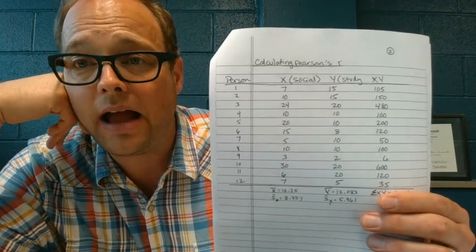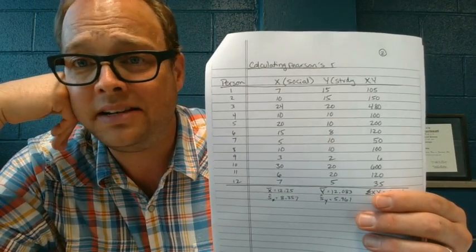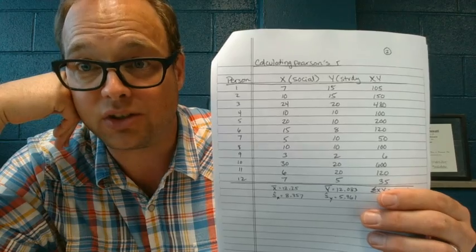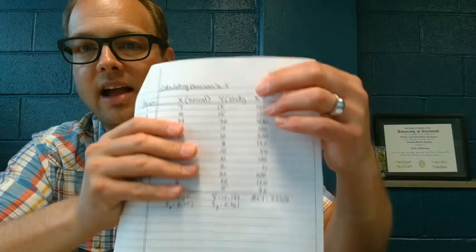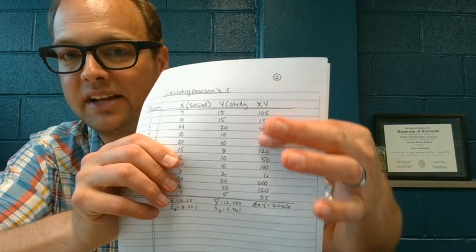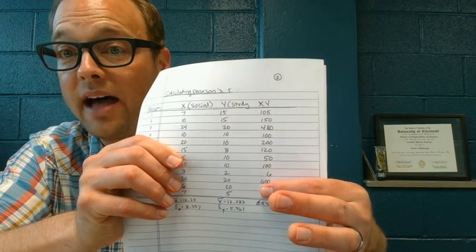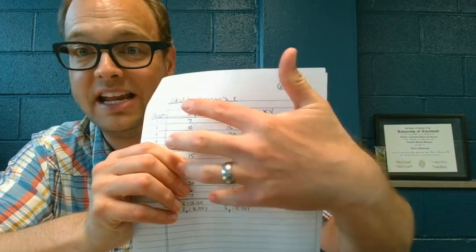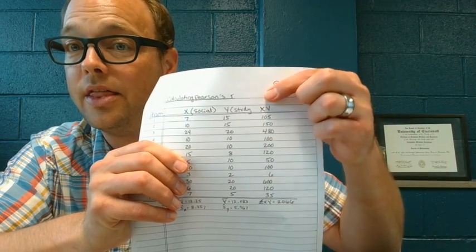Hopefully it's pretty clear how I arrived at that column. All I did was multiply each x by its corresponding y. 7 times 15 is 105. That's person number 1. Person number 3, 24 times 20 is 480. Person number 8, 10 times 10 is 100. Person number 11, 6 times 20 is 120. All right, that's all I did to get that column. That's x times y. Each x times its corresponding y value. Simply multiply it across for each case, each of our 12 cases.